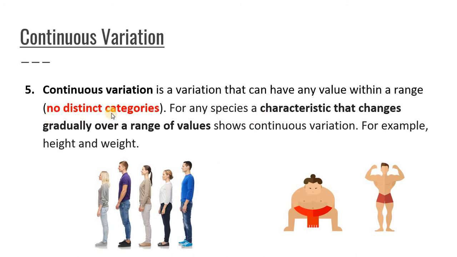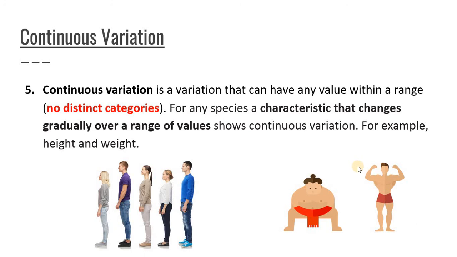So they actually do not have distinct categories. Another example would be weight. If you have weighed yourself on a digital weighing scale before, we tend to see values in between whole numbers. It could be 87.2 kg, 87.3 kg. So these are two examples of continuous variation.